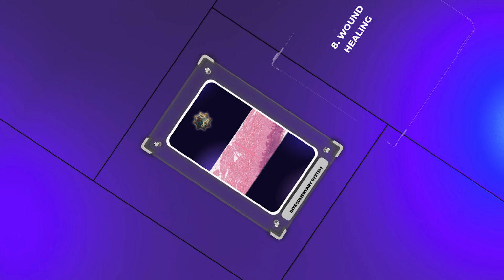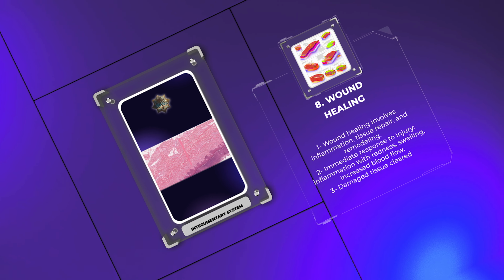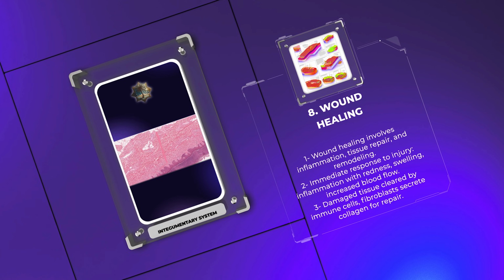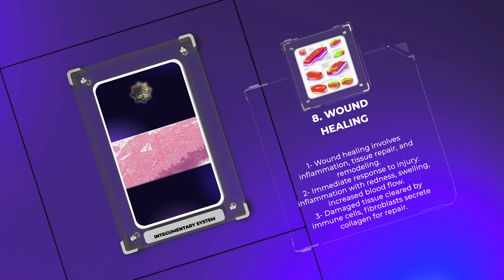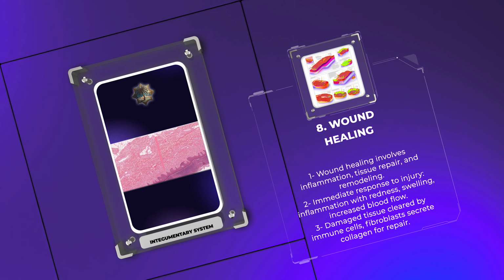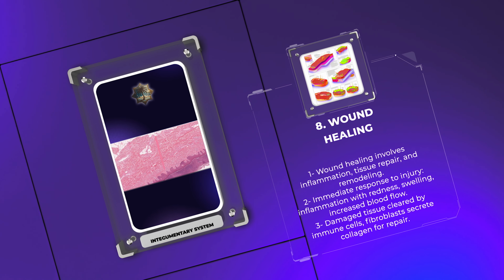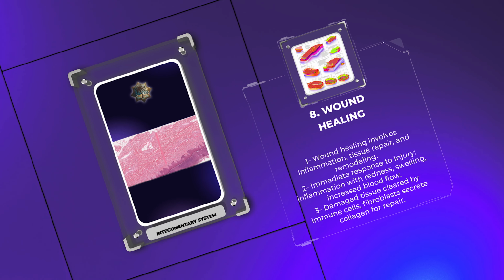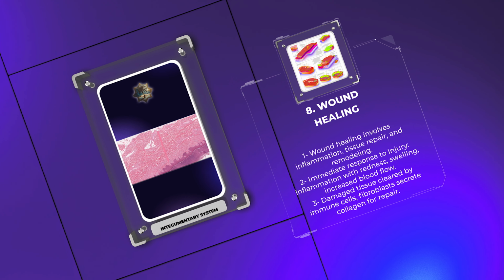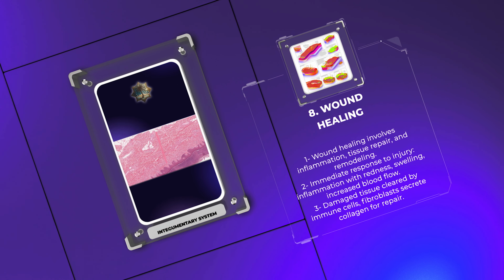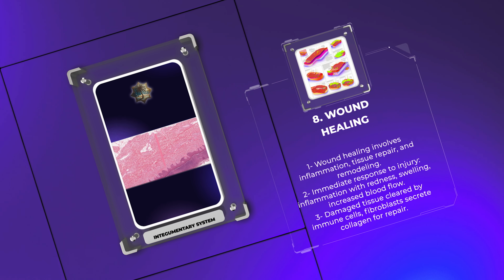The process of wound healing is a complex and dynamic cascade of events involving several cellular and biochemical processes. The skin's immediate response to injury involves inflammation, characterized by redness, swelling, and increased blood flow. Subsequently, the damaged tissue is cleared away by immune cells, and fibroblasts migrate to the wound site, secreting collagen to promote tissue repair. The final stage of wound healing involves remodeling, during which the newly formed tissue gains strength and structure.